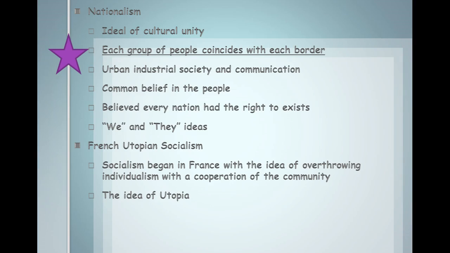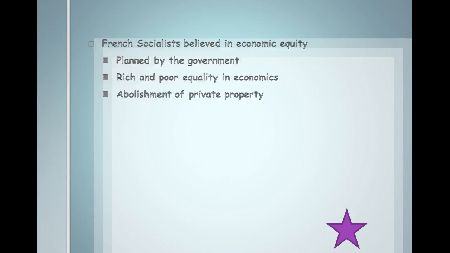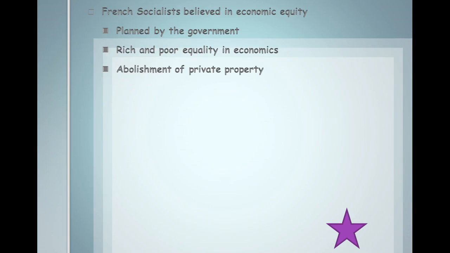Then we get into some socialism. Hopefully at this point we have covered some of this in class. But it's the cooperation of the community, and that's really what socialism is all about. So if you're trying to wonder, how did socialism eventually become communism? Because it's all about community. Commune, community, communist, all that same base word there. So French Socialists versus Marxist Socialists is going to be one of the things we want to focus in on.